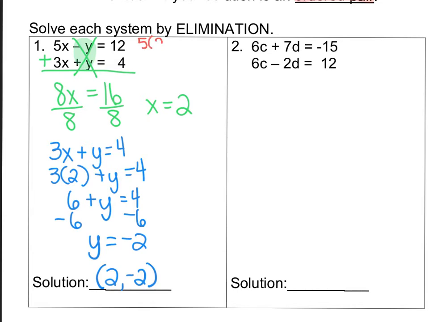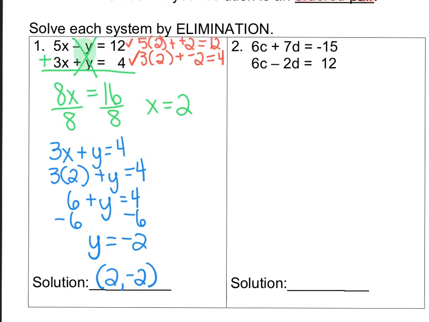So 5 times 2 minus negative 2 equals 12. So that's plus a positive. So 10 plus 2 does equal 12. My second equation is 3 times 2 plus negative 2 equals 4. So 6 minus 2 does equal 4. So therefore, (2, negative 2) is my solution to both of those equations.